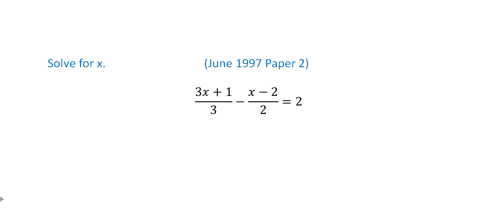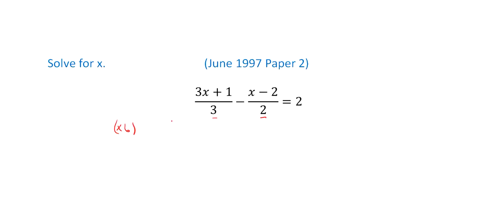Okay. Next example, this is from June 97. Very similar to the last one. And in this case, we have to find the LCM of 3 and 2. And the LCM in this case is 6 again. So we have to multiply every term by 6.